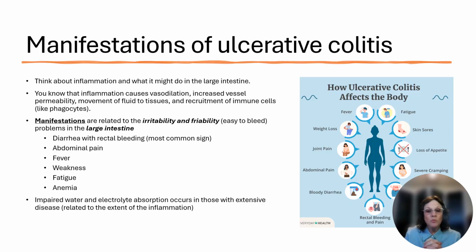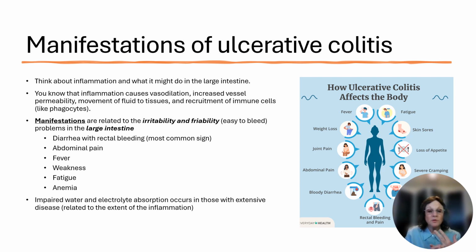What does it look like? Well, again, inflammation. So we're going to have the same thing, but this time in the large intestine. So it's going to cause vasodilation, increased vessel permeability, movement of fluid into the tissue, and recruitment of immune cells like phagocytes. So we're going to see all of those things happening in the large intestine. It's going to make it irritable and friable, easy to bleed.